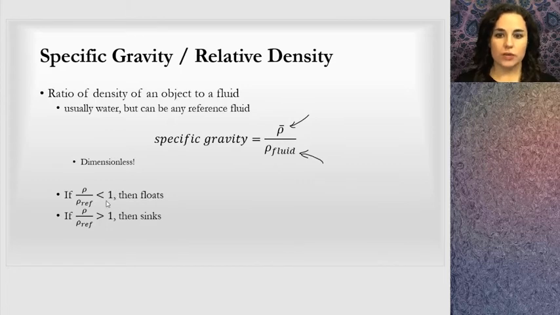So when I look at this ratio, if it's less than 1, then the object will float in the fluid, and if it's greater than 1, it will sink in the fluid. So this is like a relative number, a relative value. You may see this and it will come up later in some units.